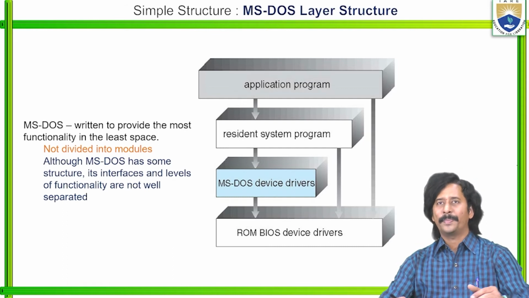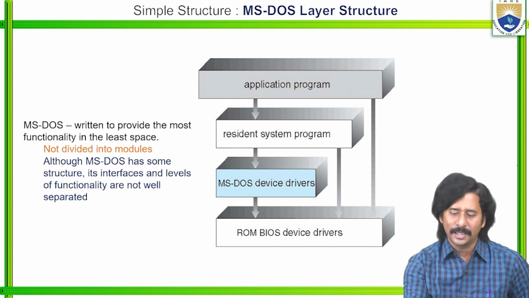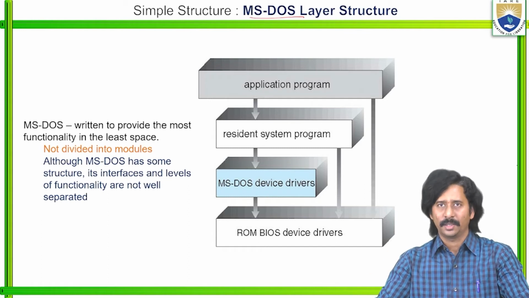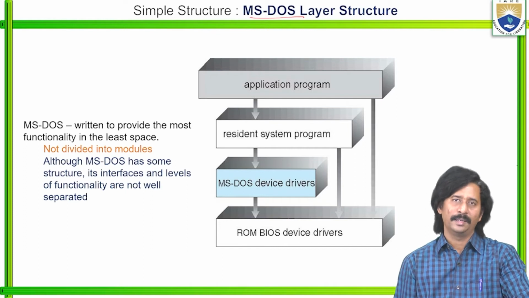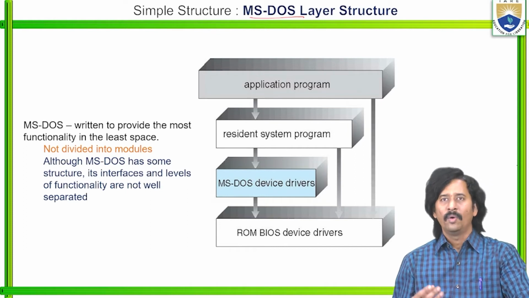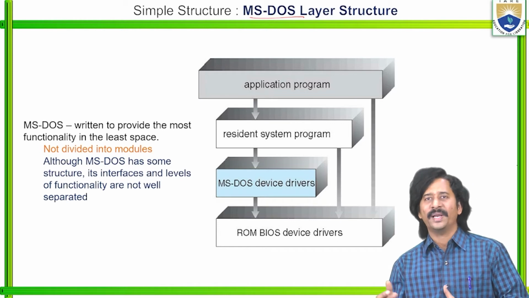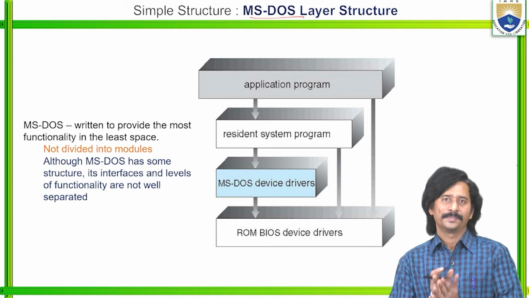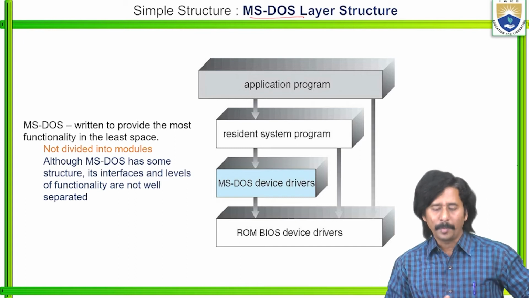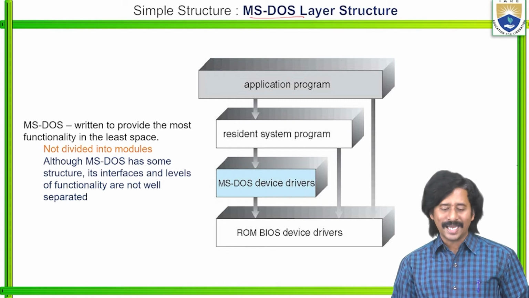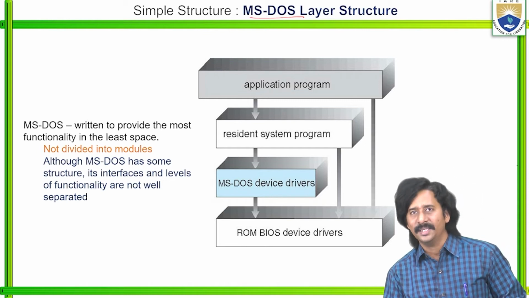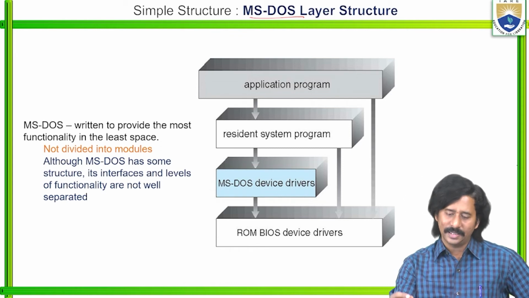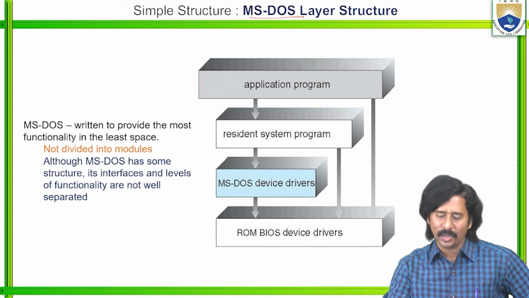Among the operating system structures, the first one is the MS-DOS layer structure. MS-DOS, Microsoft Disk Operating System, was written to provide the most functionality in the least space. MS-DOS is not divided into modules, but it has some structure. Its interfaces and levels of functionality are not well separated. This is the layered architecture of MS-DOS.